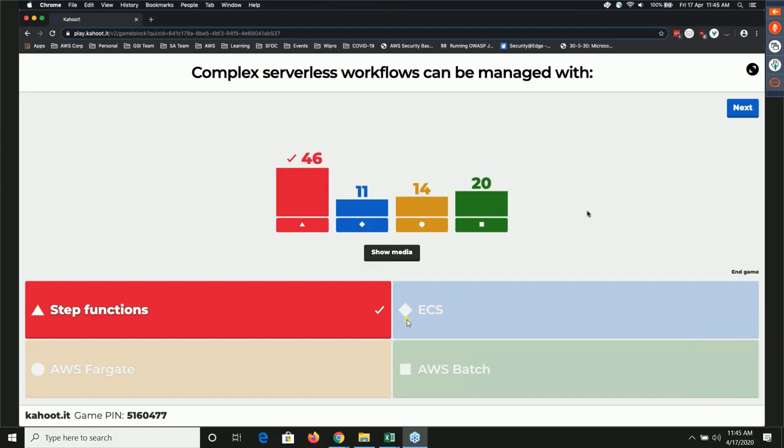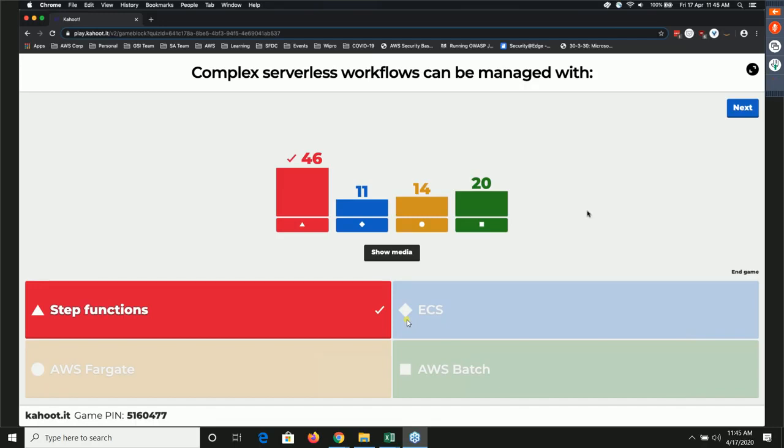Well, we got 11 for ECS. Okay, ECS again. ECS is containers, but not necessarily complex workflows. The reason an ECS container is called a task definition is because the mindset is still event driven. You're looking at a service as a task, right? So that is not the right answer for our purposes today.